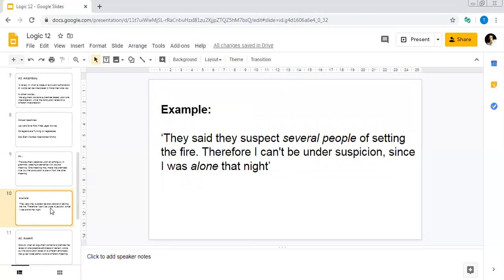Let's look at the example of it in an argument form. "They said they suspect several people of setting the fire. Therefore, I can't be under suspicion since I was alone that night." It's kind of humorous, because obviously what this argument is suggesting is that there was more than one person who set the fire, right? On that interpretation, this person is saying, I can't be the one who set the fire because I was alone that night. So the conclusion took out this other meaning, a humorous meaning, and turned it into a fallacy. Okay, let me know what you think of it. I hope it's clear.